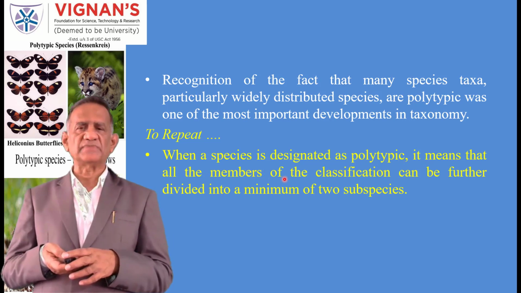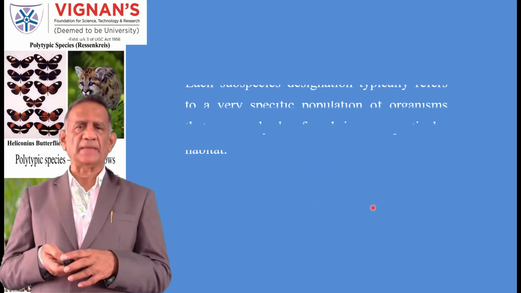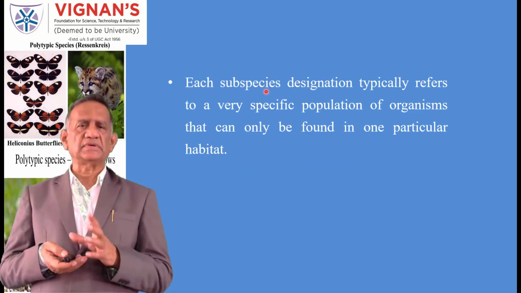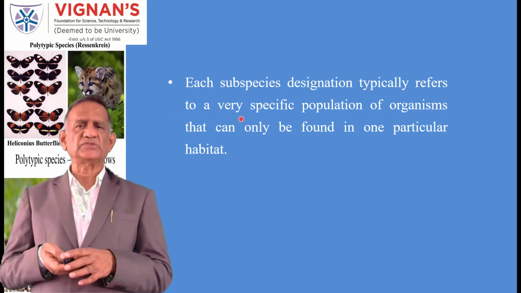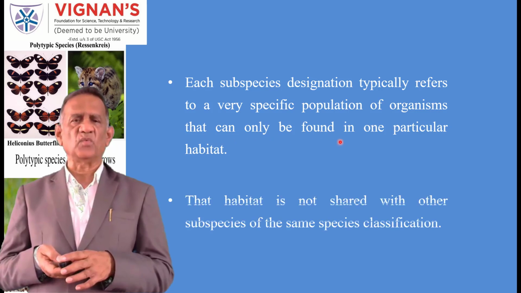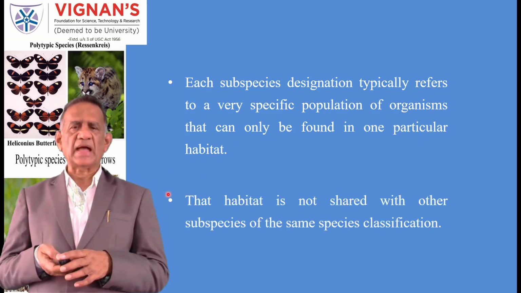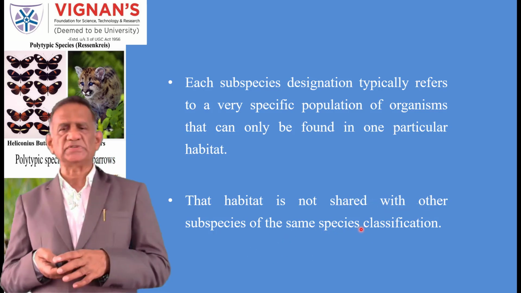So again to repeat in a different way, when a species is designated as polytypic, it means that all the members of the classification can be further divided into a minimum of two subtypes. So each subspecies designation typically refers to a very specific population of organisms that can only be found in one habitat. That habitat is not shared with other subspecies of the same species classification.